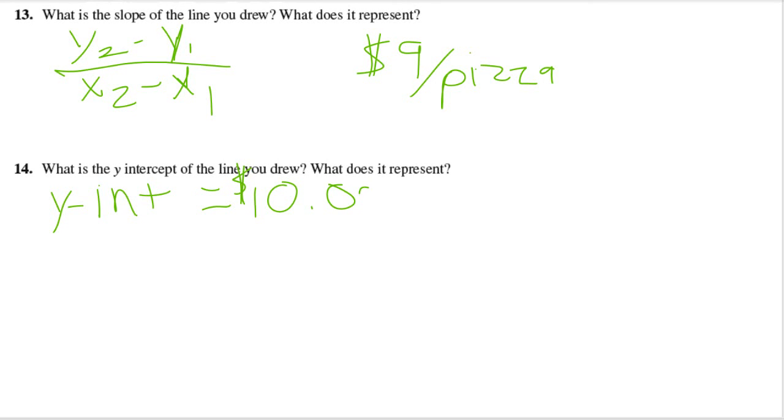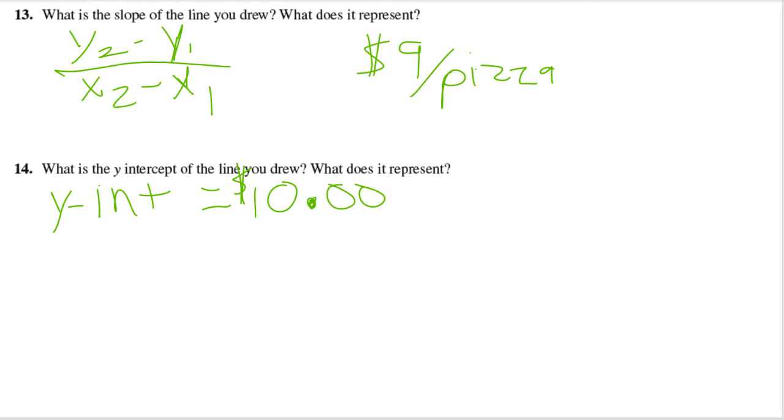What does it represent? This is where it gets kind of interesting. In the context of the problem, the best way to say it is it represents the cost of coming out to the party. It's the cost of bringing the pizzas to the party.